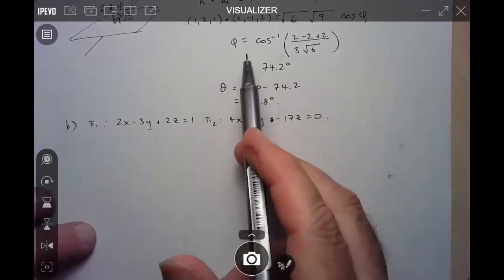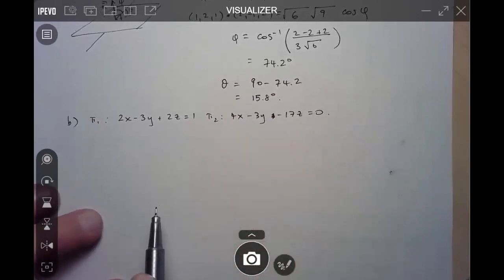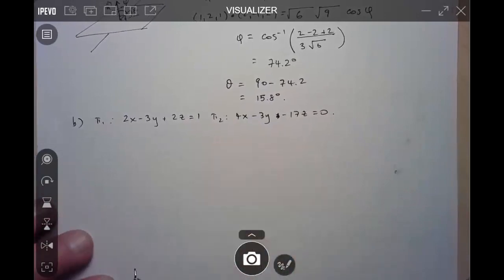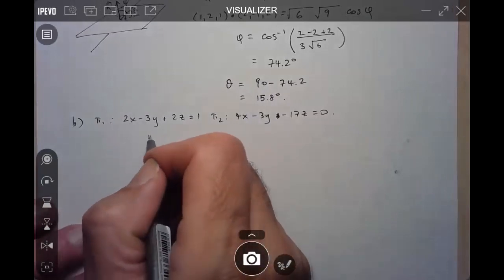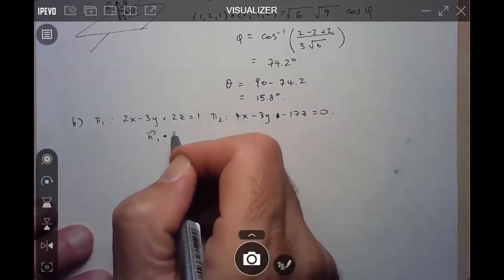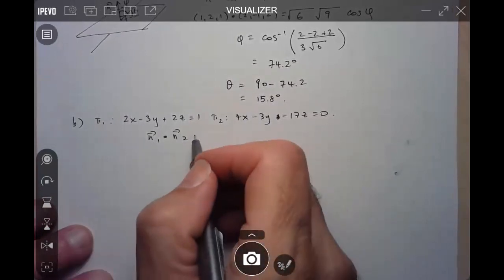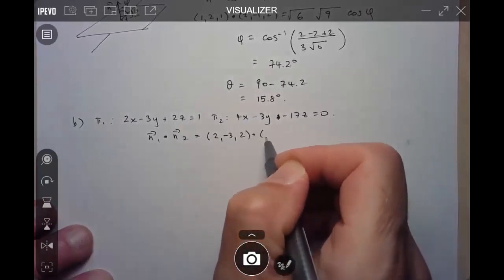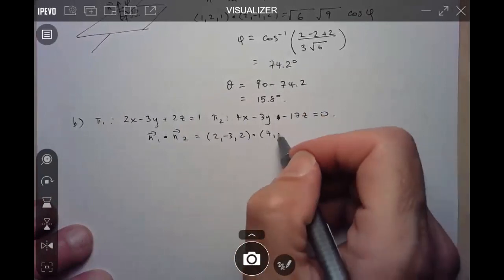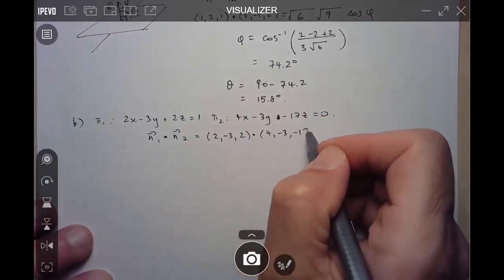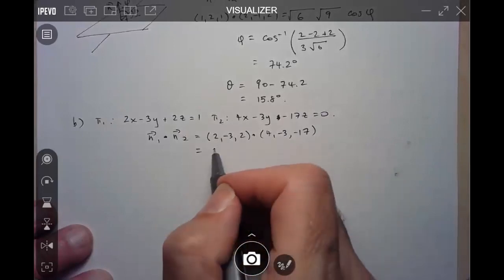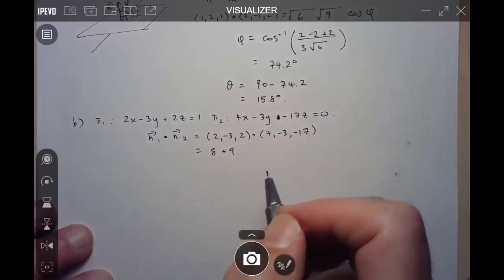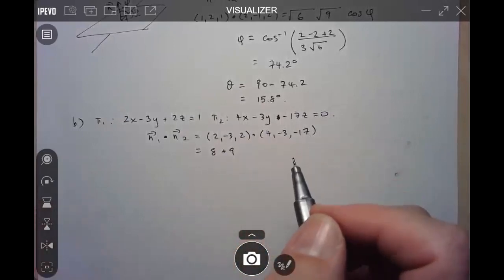Actually, this is a much easier problem than A, because we know that to show that two planes are perpendicular, their normal vectors are going to have to be perpendicular. So I'm just going to take the dot product of the first normal with the second normal and hopefully show that that's equal to 0. What is the first normal? It's 2, negative 3, 2. And I'm going to dot that with 4, negative 3, negative 17. Let's see what we get here. 2 times 4 is 8, plus 9, minus 2 times 17.